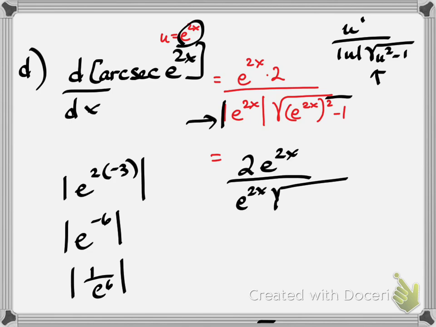And then e to the 2x squared is e to the 4x minus 1. And then we're allowed to bring that under the root. Well, no, let's not even worry about bringing it under the root. Let's just divide it out right there. So that's 2 over the square root of e to the 4x minus 1.